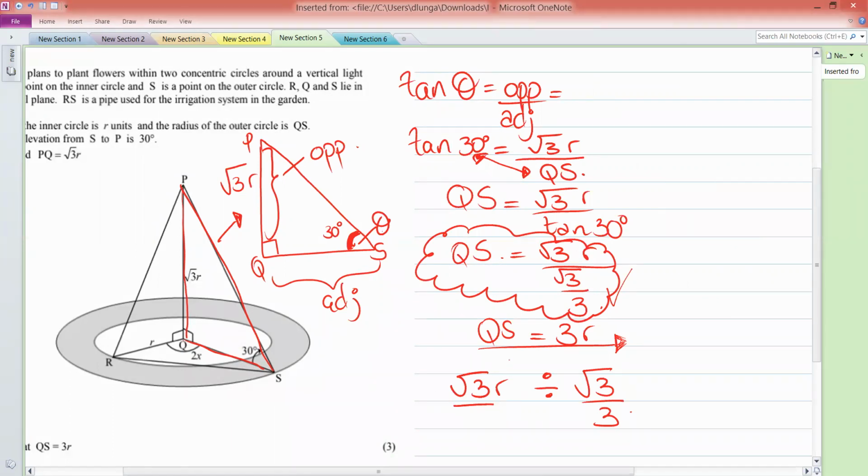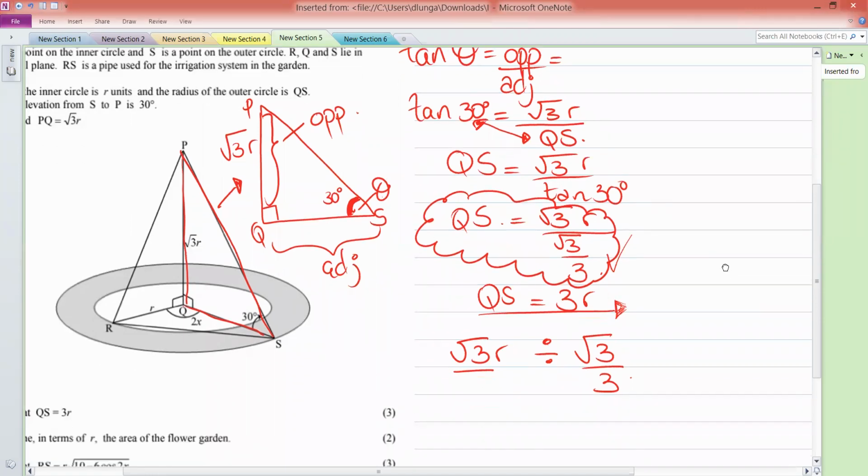numerator as the first term divided by the denominator. Okay, now division, what happens with division? It changes to a multiplication, and then the 3 comes to the top and the root 3 at the bottom. Those two cancel out, and you're just left with 3R. Okay, does that make more sense, hon? Oh, okay, I see. Thank you, ma'am. All right, no problem. So that is what QS is equal to.